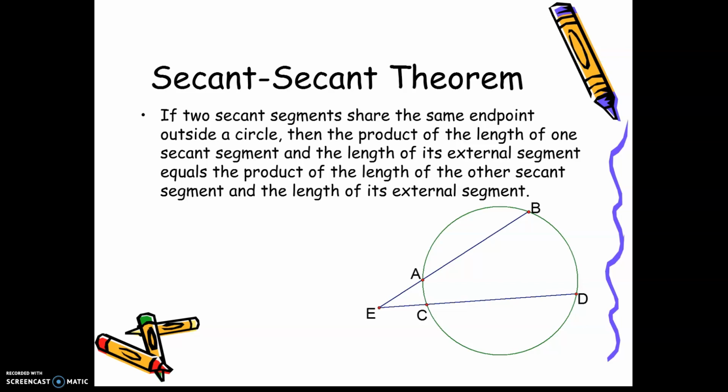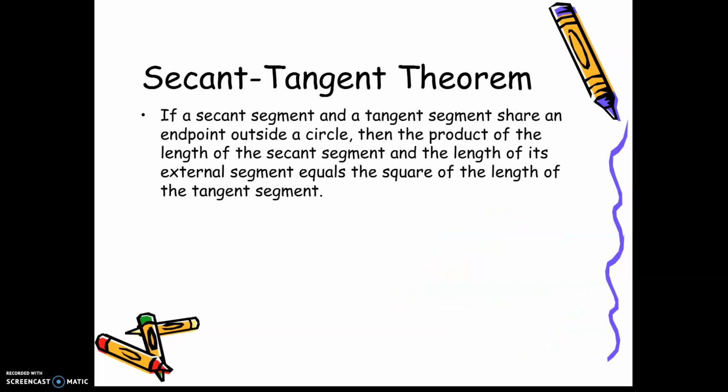So in this case, it's going to be EA, that's the outside part, times the whole length of that secant, which is EB, is equal to EC, which is the outside part, times the whole thing, ED. That's the secant theorem when they meet outside and share an endpoint outside the circle.